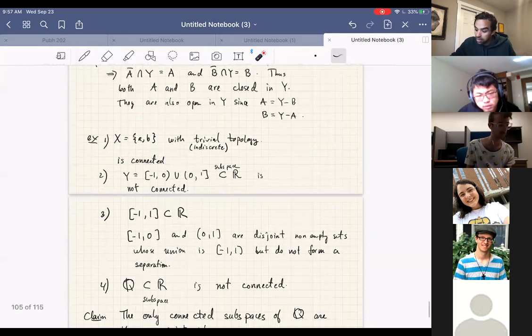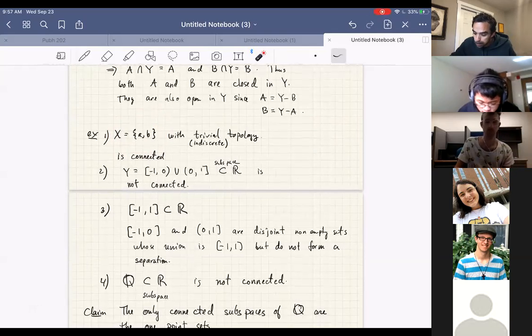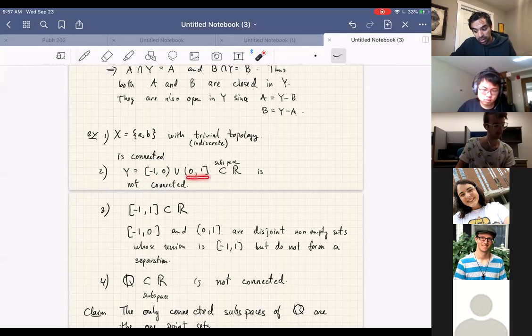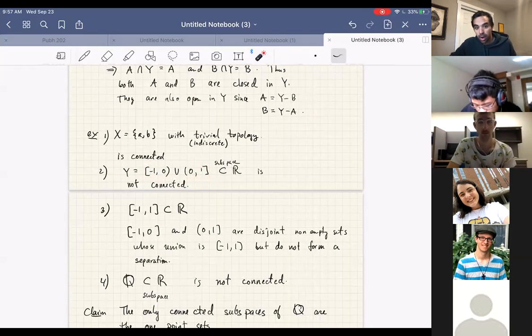So another example, consider Y given by the union of the half-open interval from -1 to 0, together with the half-open interval from 0 to 1. So you include 1 here, you include -1 here, let's say, and consider Y with the subspace topology. Then Y is not connected. Can anyone explain why Y is not connected?